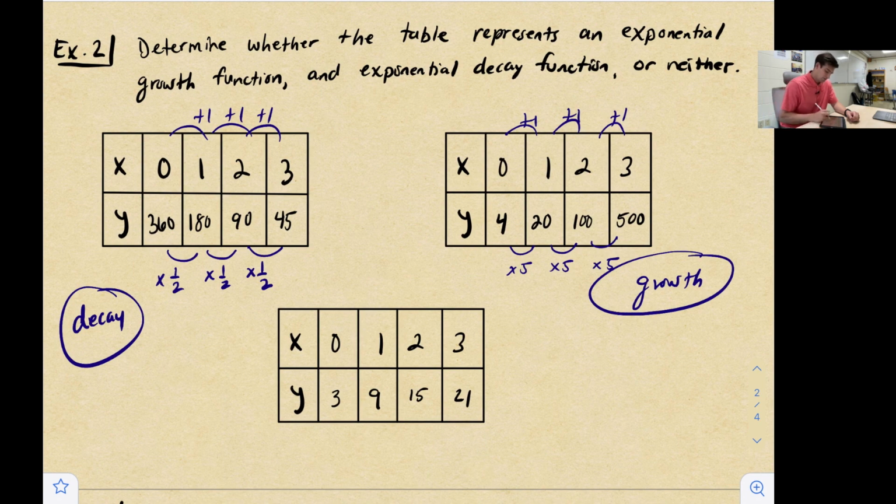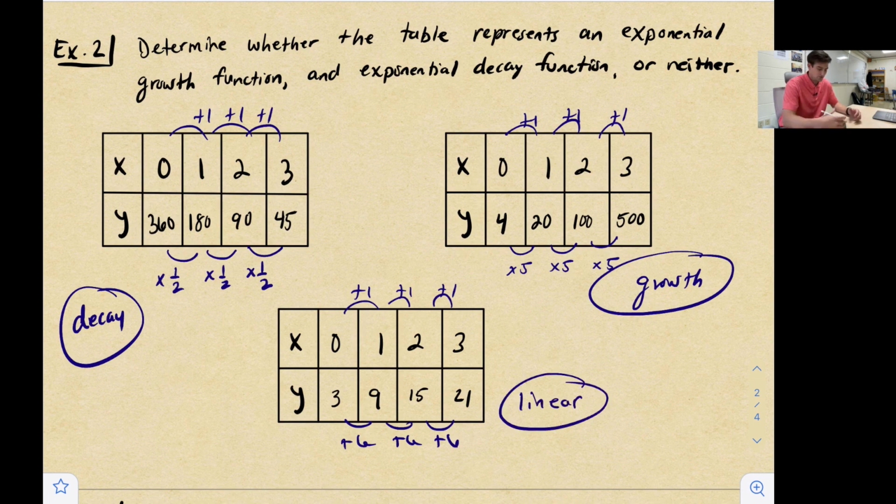And the last example, x value is still increasing by 1. But now let's look at our y value. So let's say, okay, 3 times what is 9? Times 3, right? Well, is 9 times 3 15? No, it's not. So maybe we're not multiplying here. Maybe we are adding. So plus 6, and plus 6. Okay, so this would actually be an example of a linear function. So it is not exponential, therefore it's not growth or decay.